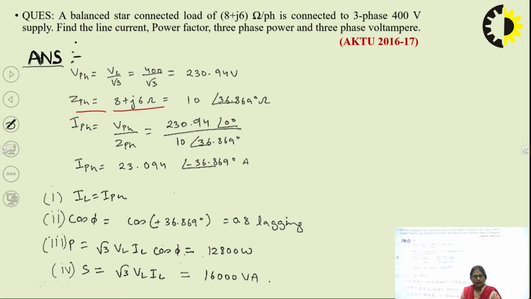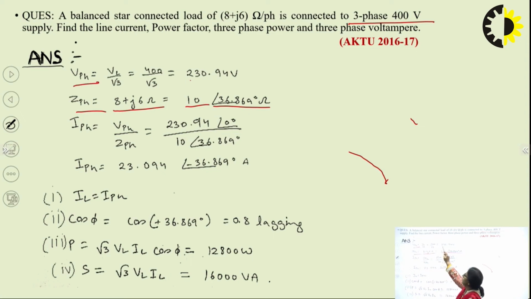I can convert that into polar form, which will be 10 angle 36.86. What will be the phase voltage? The value which is given to us is the line voltage, that is 3-phase 400 volts. This is the line value, right? For a star connected system, the phase value is equal to VL by root 3, right? What is VL? 400.